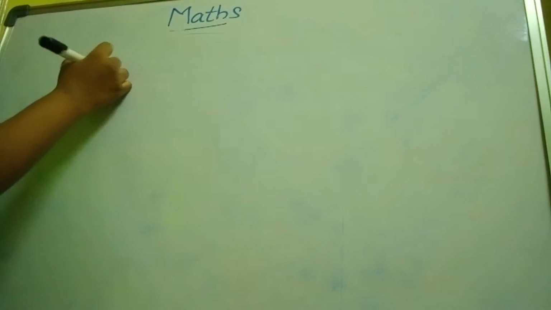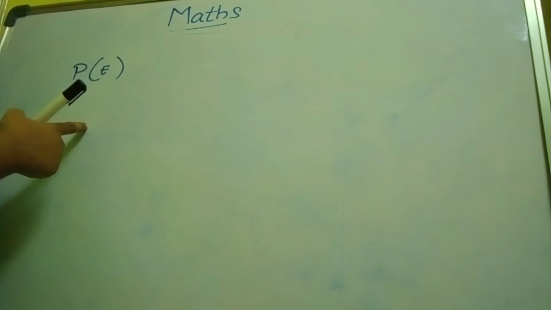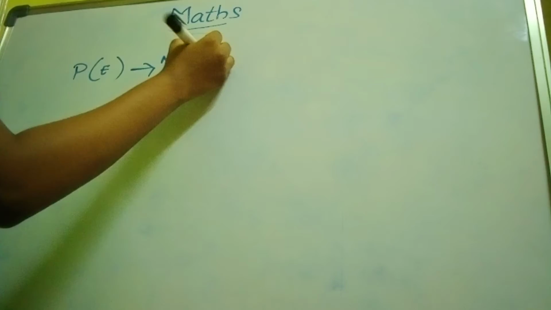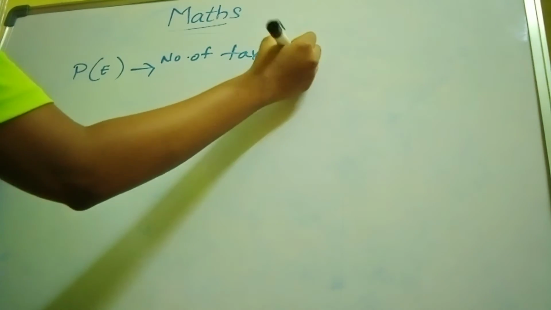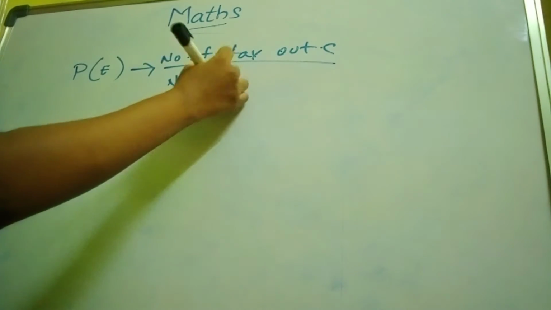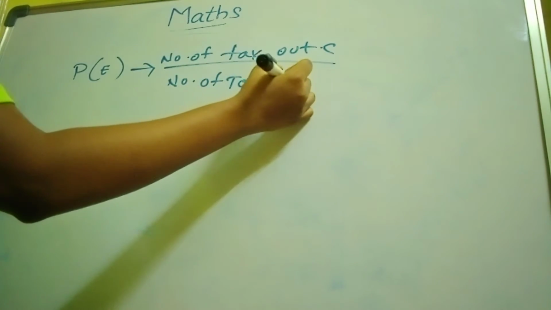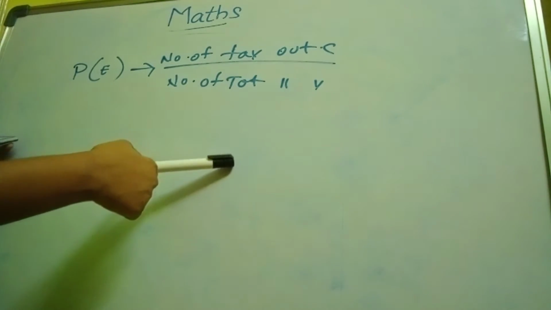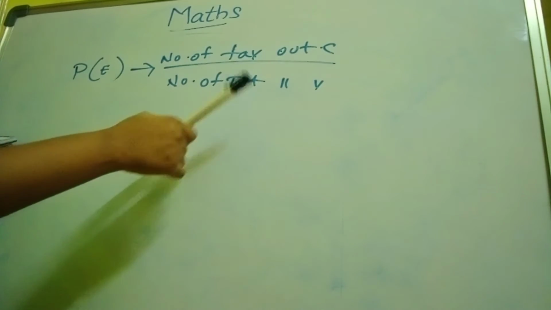Have we completed all formulas or not? No, still we are there. We have not got into probability. See, probability of E, where E means an event. Probability is the number of favorable outcomes by the number of total possible outcomes.